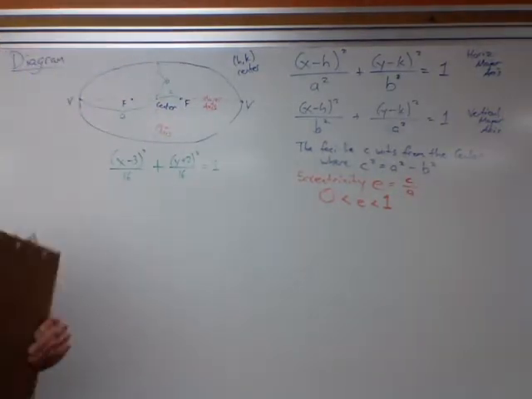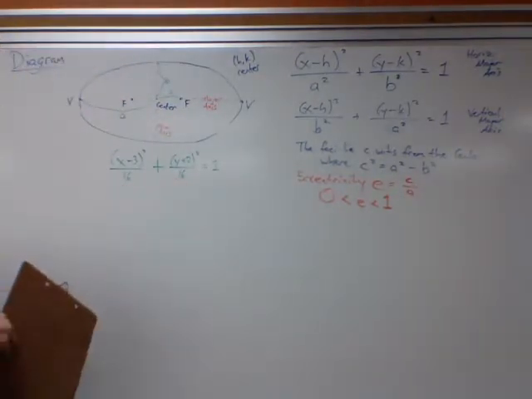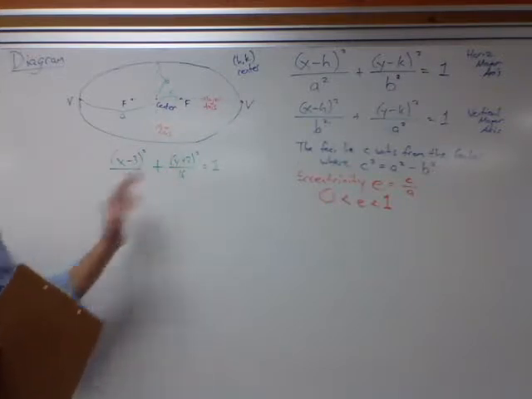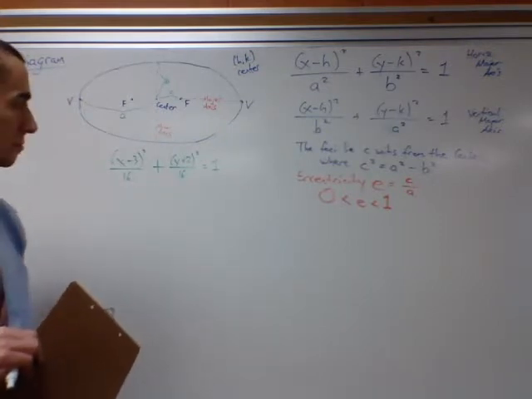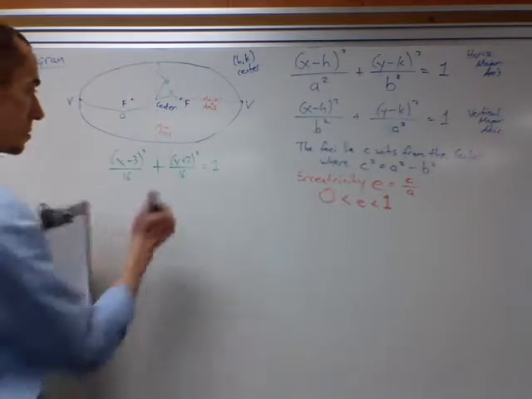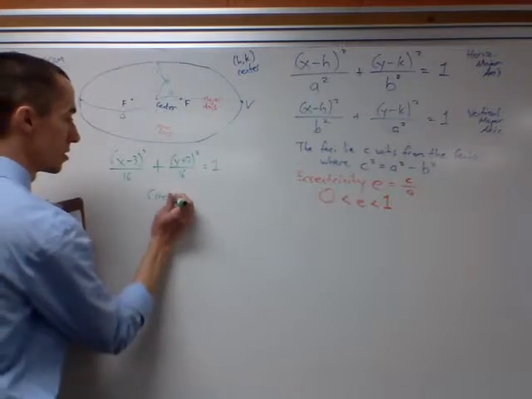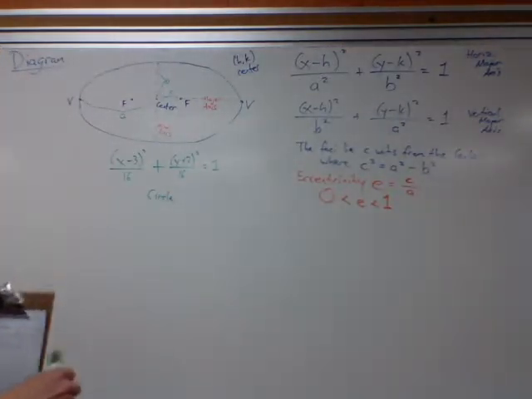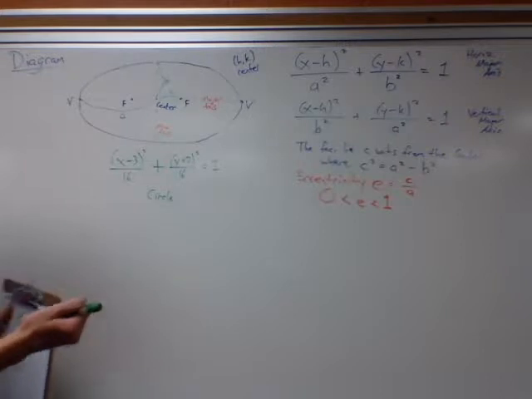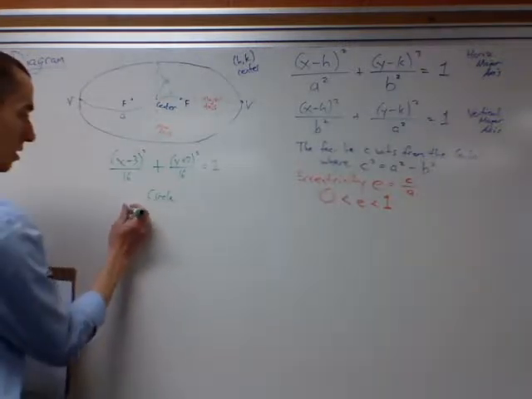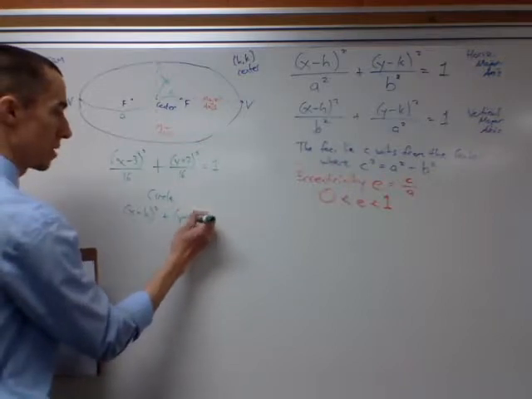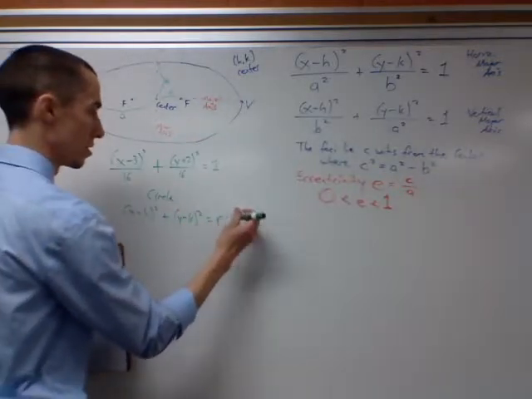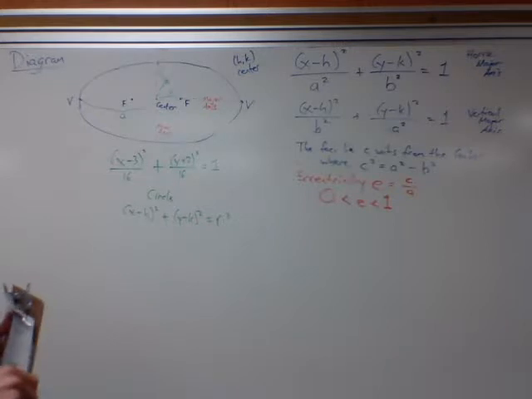For this next one, I notice that the denominator is the same. I mentioned that when you've got the denominator the same and everything else is in proper format, we're going to have a circle. So this is going to be a circle. Now let's go back and remember the standard form for a circle: x minus h squared plus y minus k squared equals r squared.